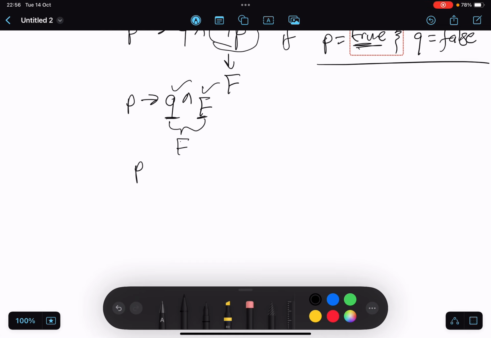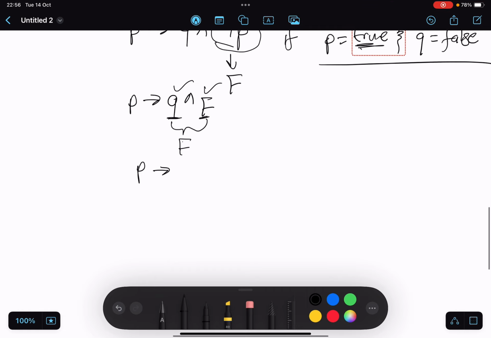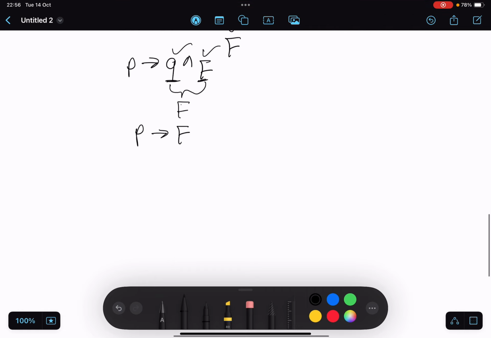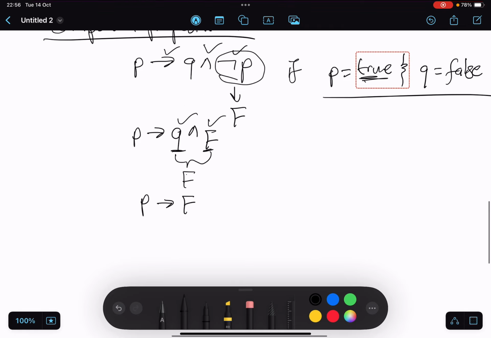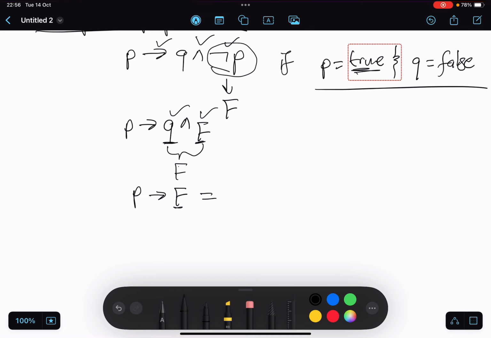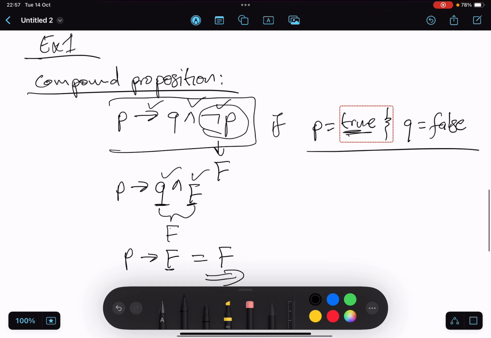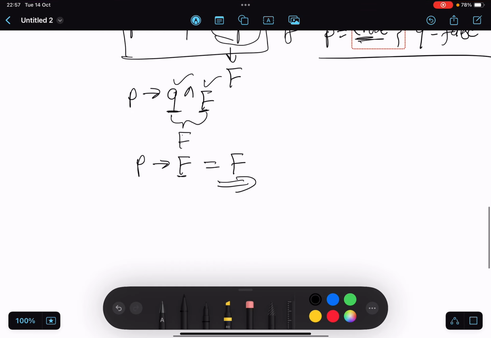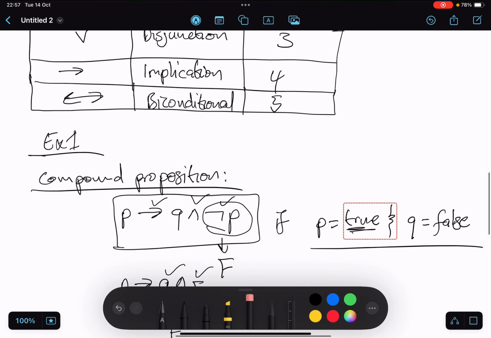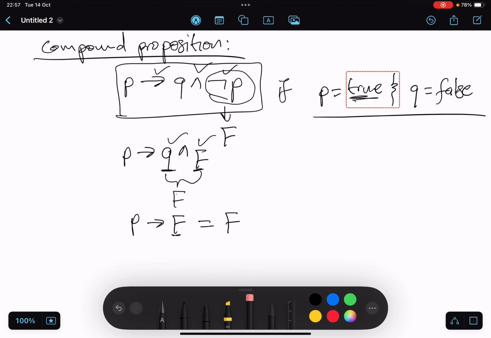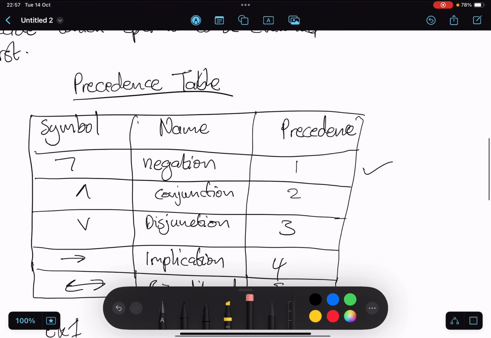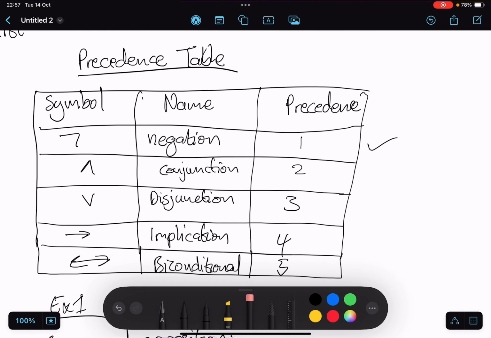So now we have P implies F, and obviously P, which is true, doesn't imply false. So this entire statement is false. We have broken down this entire compound proposition to see whether it is true or false, and we can see that it's false by using the precedency table. This is a typical question where you have to evaluate a compound proposition using the precedency table.